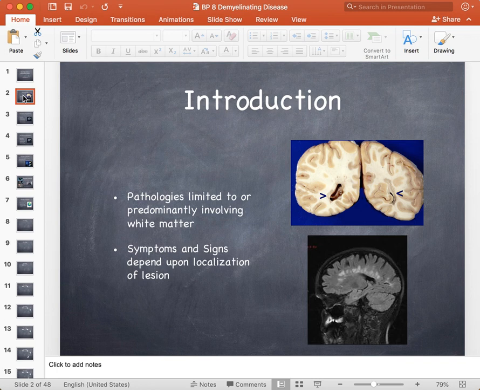Demyelinating disease: various conditions, different etiologies, but what they have in common is a pathology either limited to or predominantly involving the white matter, which is myelin and oligodendrocytes. Not to say that lesions can't occur in the gray matter, nor that axons are never involved, but when we think of demyelinating disease, that's what we think of.